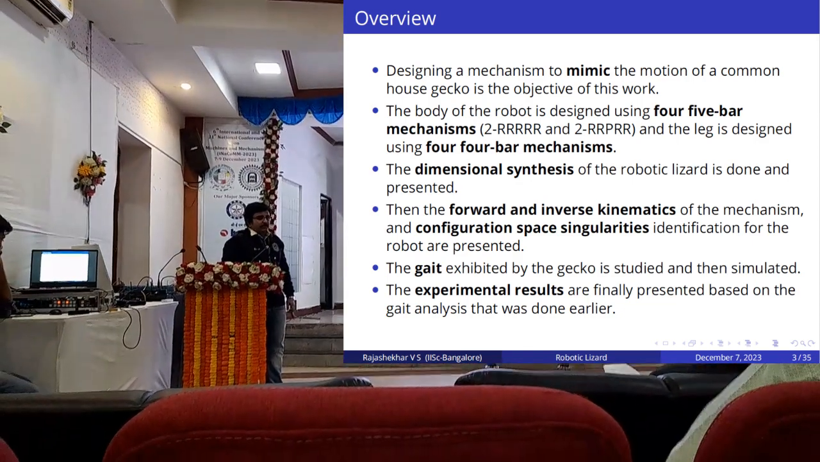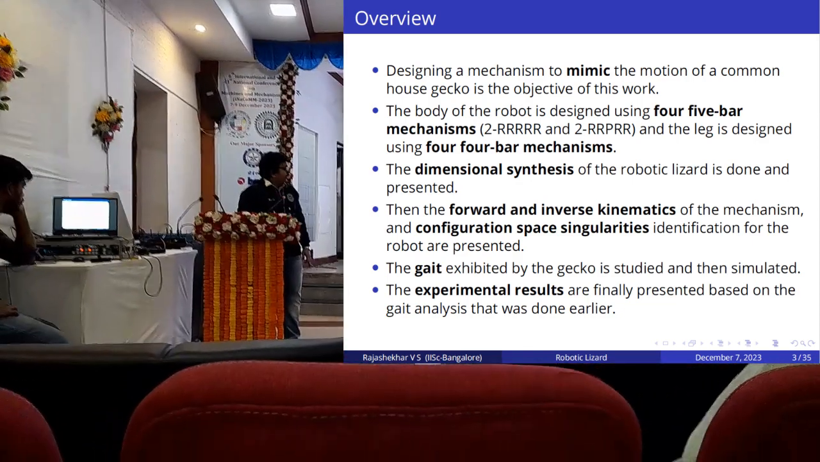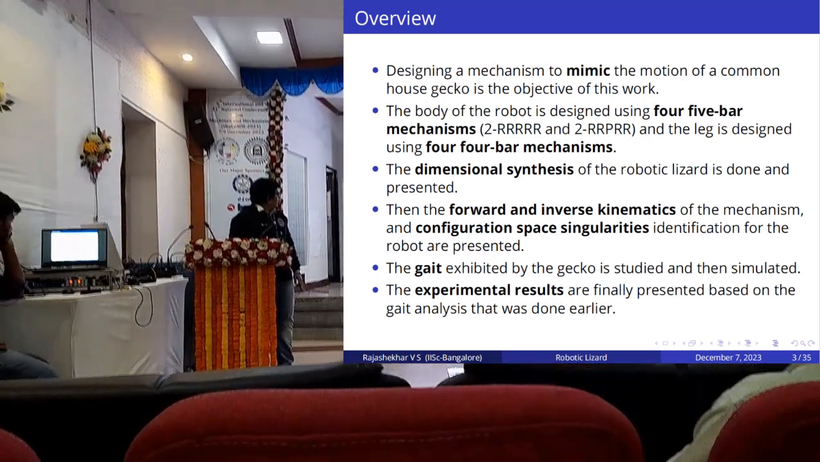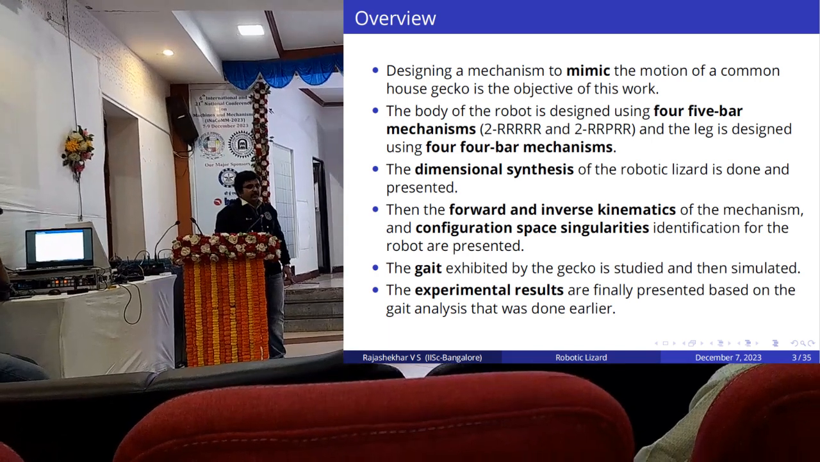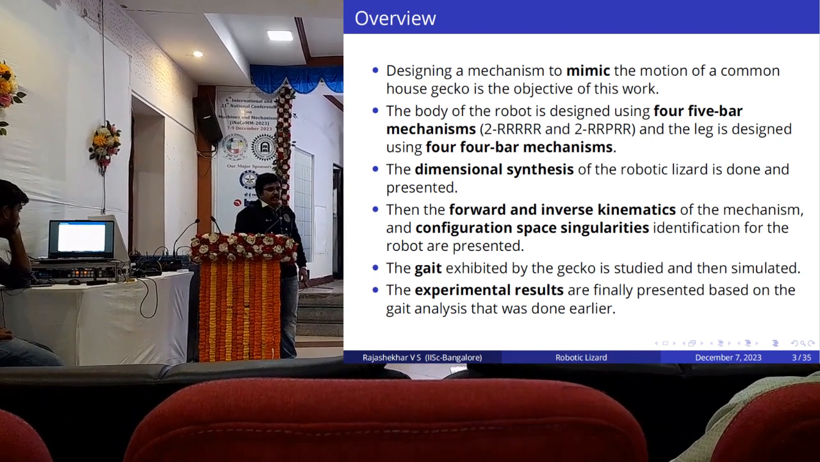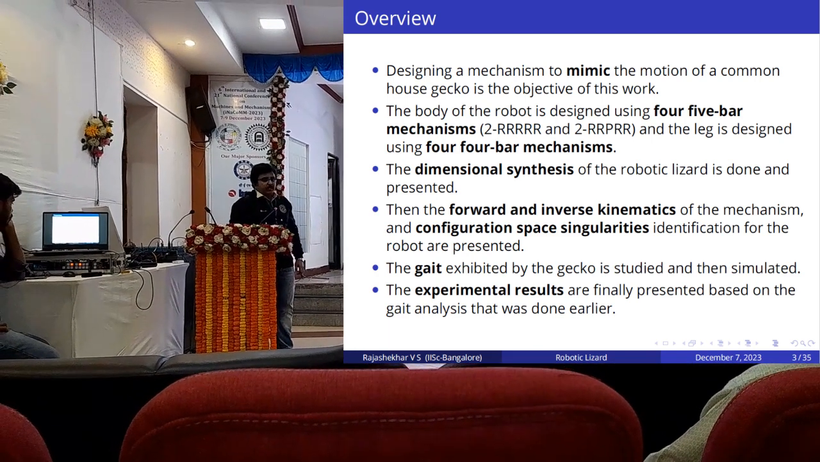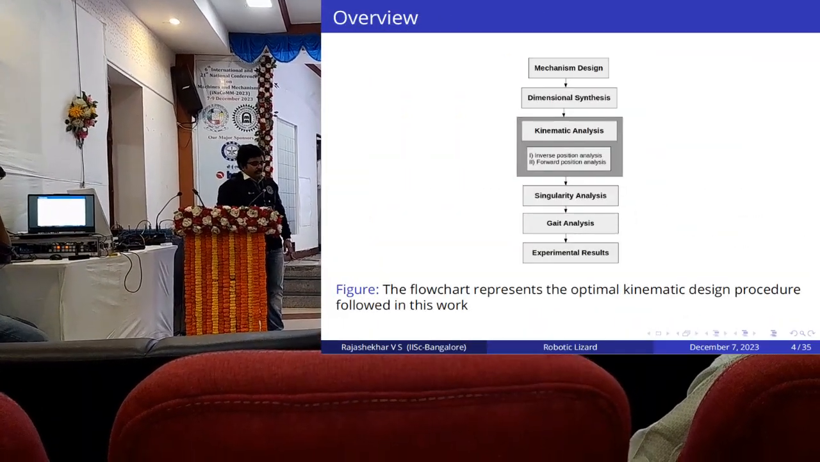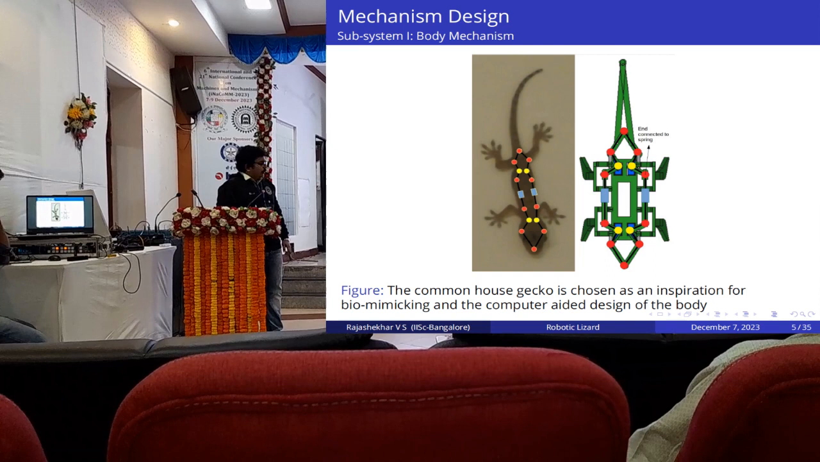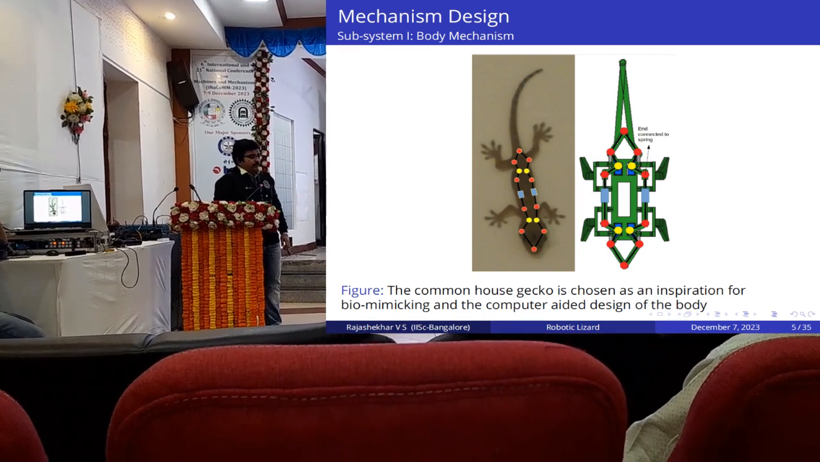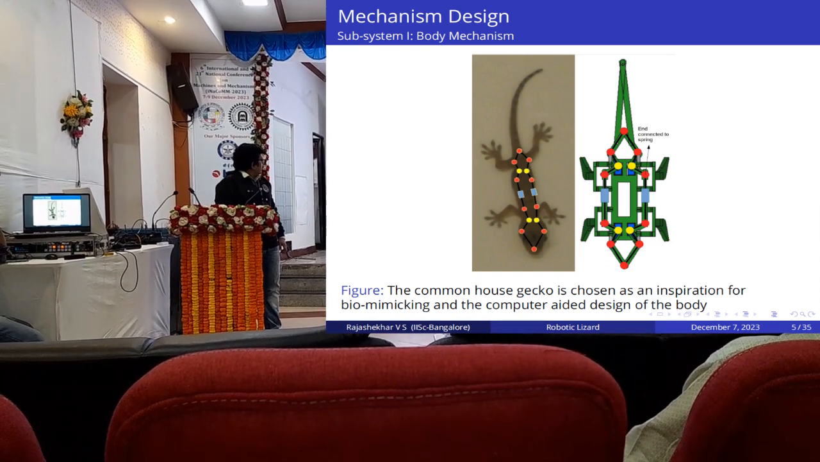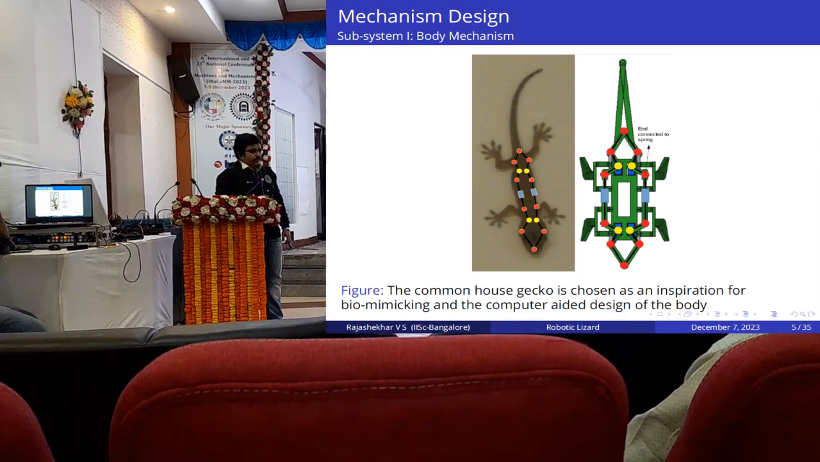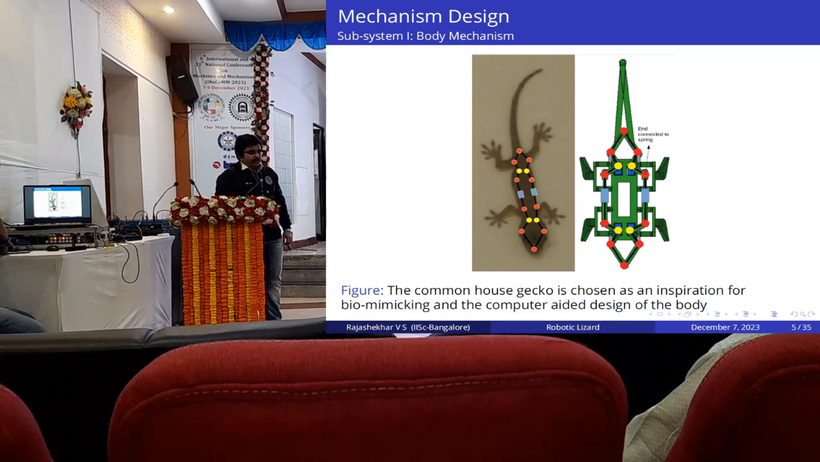The dimensional synthesis of the mechanism is done, followed by the forward and inverse kinematics, for which the configuration space singularities are done, and the gait analysis, followed by the experimental results. This is the overview of the presentation, and this is a common house gecko, and this is the body of the CAD model of the robot which we made.